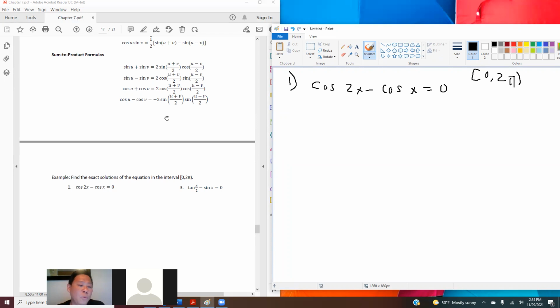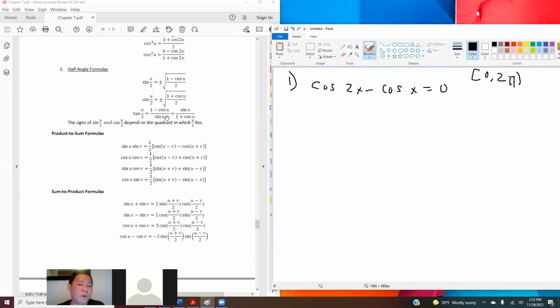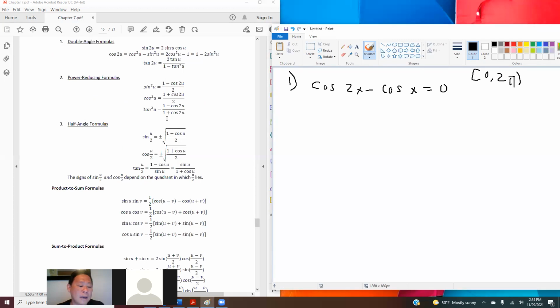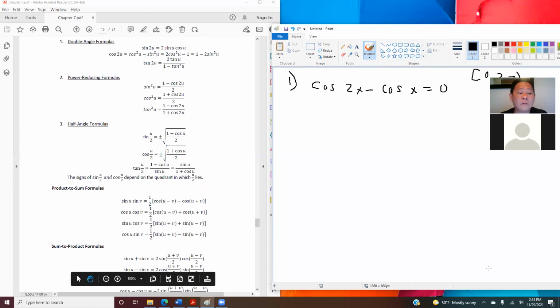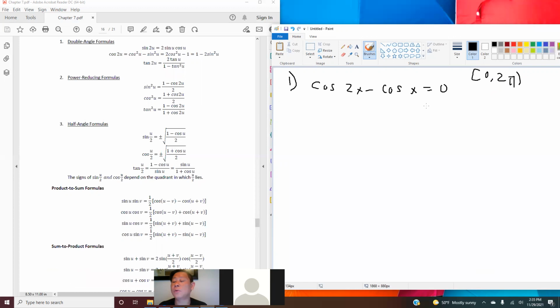So can someone tell me which formula should we use for question 1? Is that a double angle, power reducing, half angle, PTS, or STP? Short form for those. Anyone? For question number 1? There are lots of ways to do this, but your answer is going to be the same. Anyone?